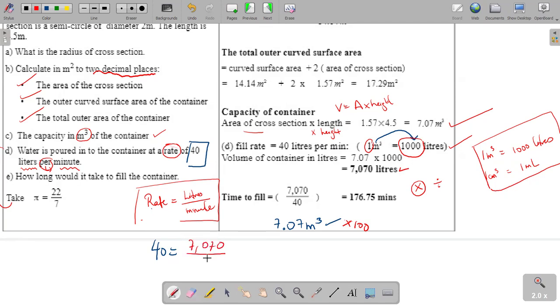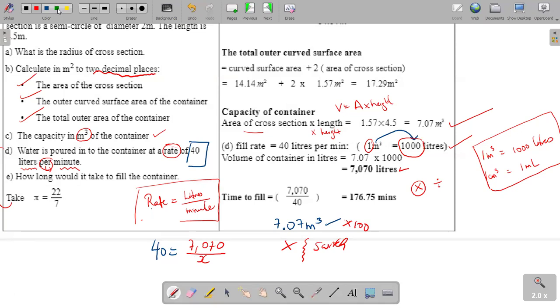7,070 over. What letter do we put for something we want to find out? X. So we put X here, right? Now, what are we trying to find? Are we going to multiply to transpose or switch? How do I find X? How do I transpose to find X? Do I multiply or switch? You should know how to transpose, because this is algebra. Excellent job, everybody.